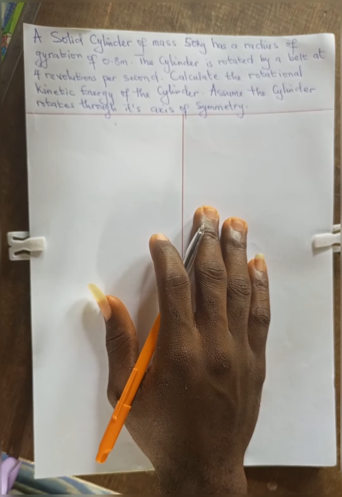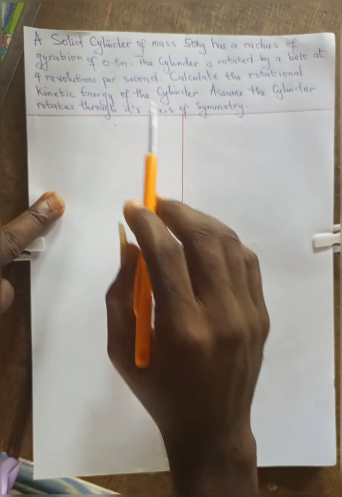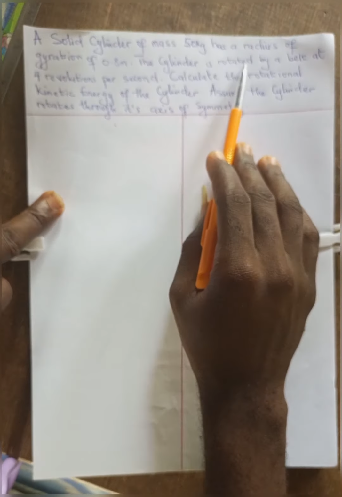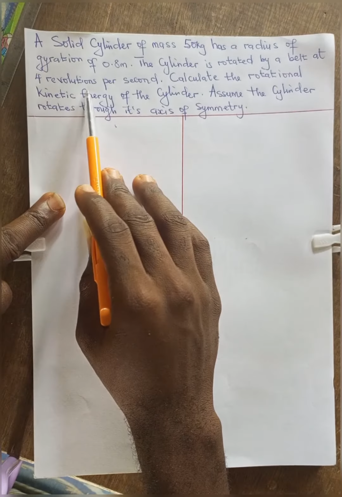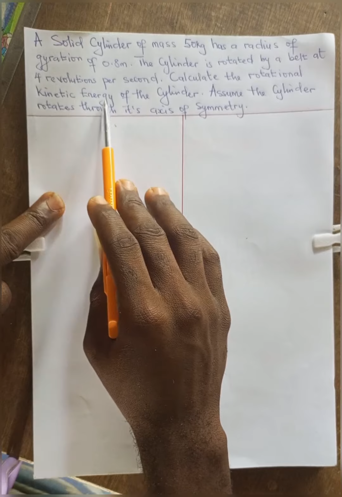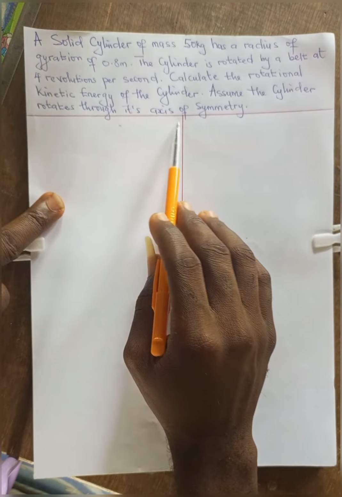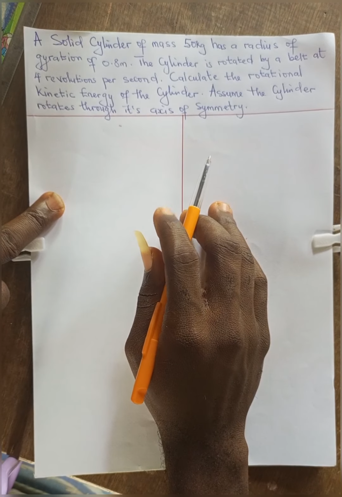Hi everyone. Today we're going to look at this question under rotational kinetic energy and moment of inertia. The question says a cylinder of mass 50 kg has a radius of gyration of 0.2 meter. The cylinder is rotated by a belt at 4 revolutions per second. Calculate the rotational kinetic energy of the cylinder. Assume the cylinder rotates through its axis of symmetry.